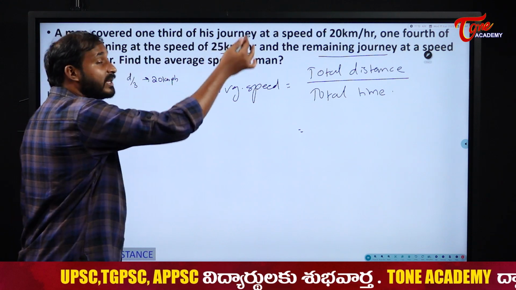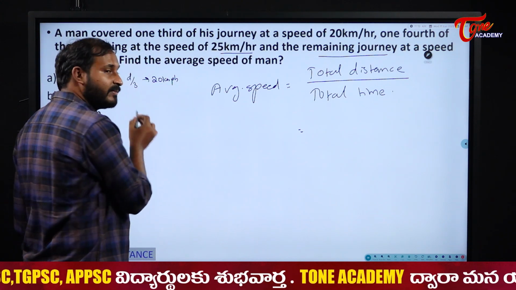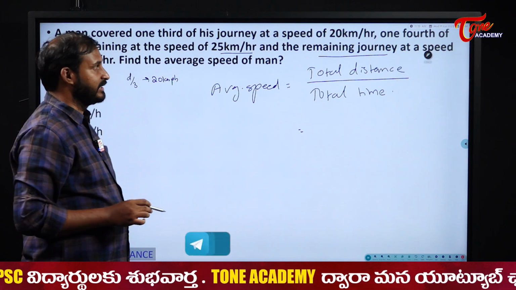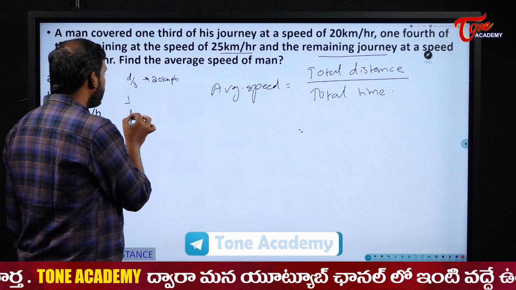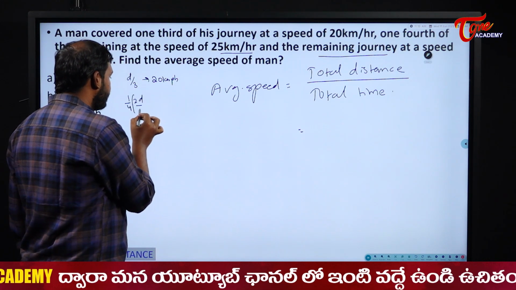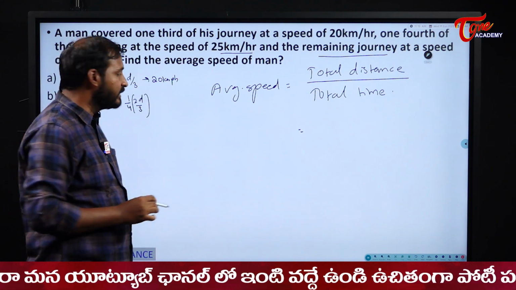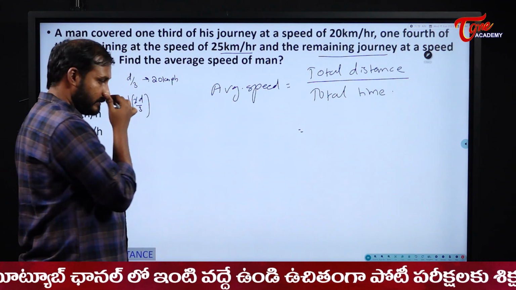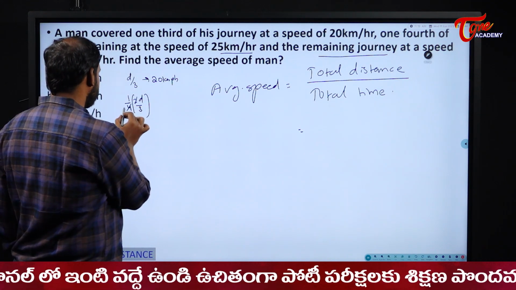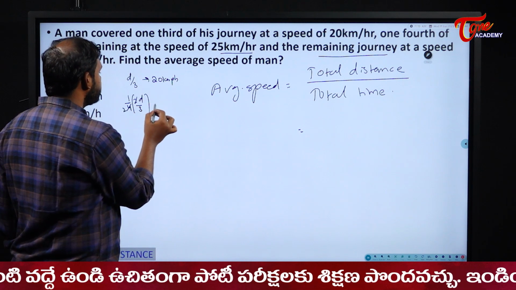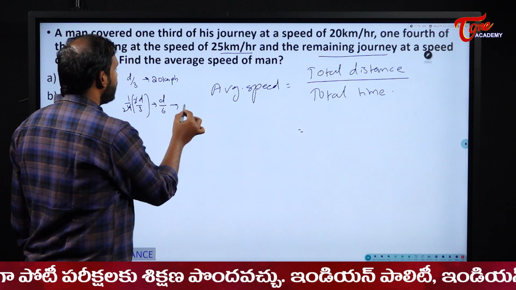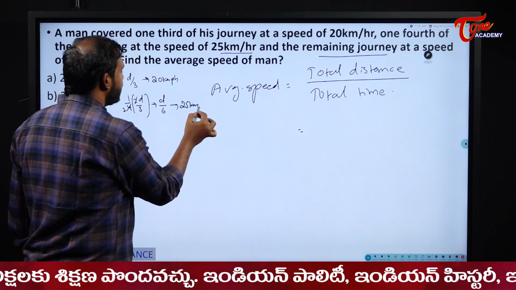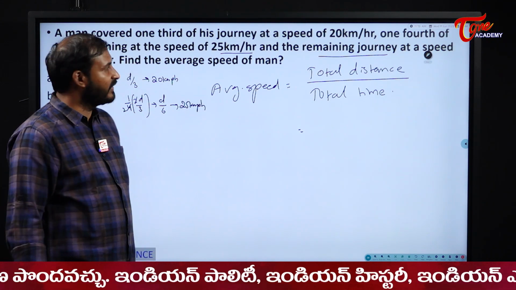1/4 of the remaining. See, what is the remaining here? 2d by 3 is remaining. In that, 1/4 means 1/4 of 2d by 3. So, what does it become? It becomes d by 6. At what speed? At a speed of 25 kmph. That means d by 6 at a speed of 25 kmph.